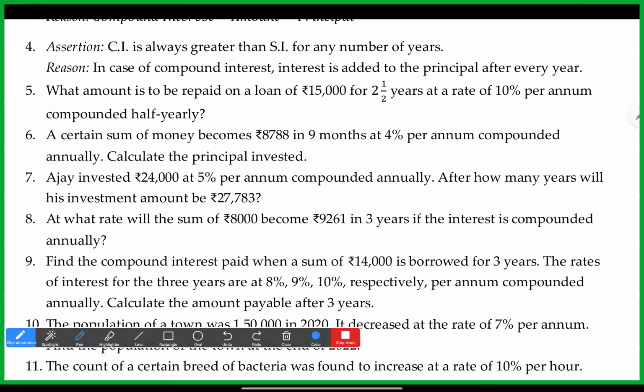What amount is to be repaid on a loan of 15,000 rupees for 2.5 years at a rate of 10% per annum compounded half yearly?